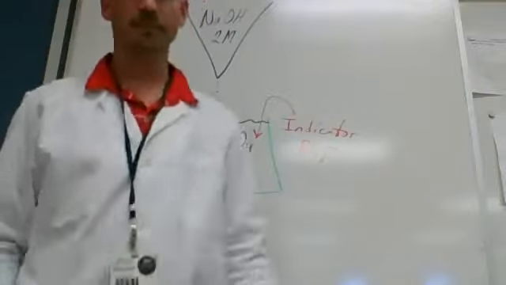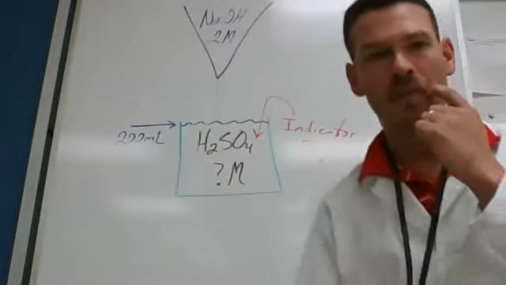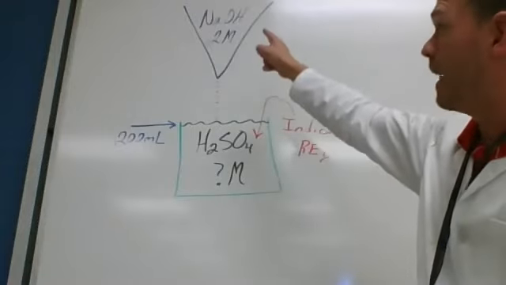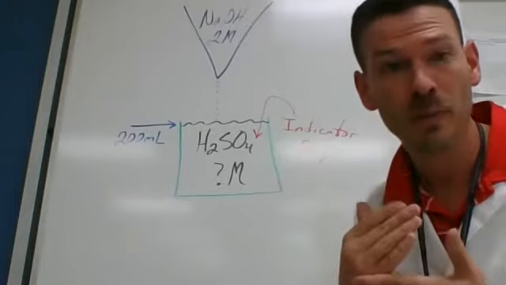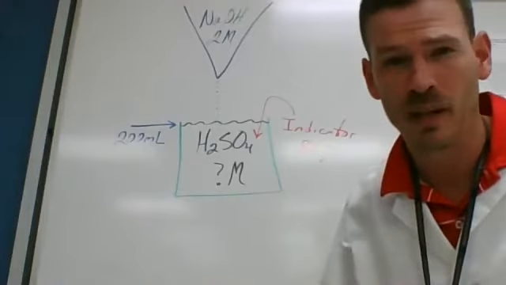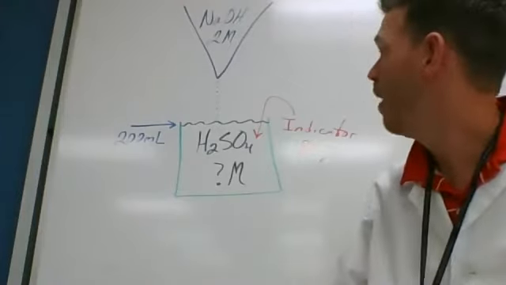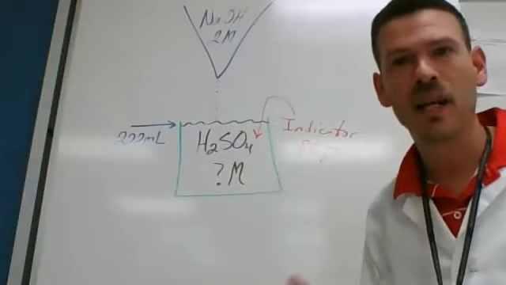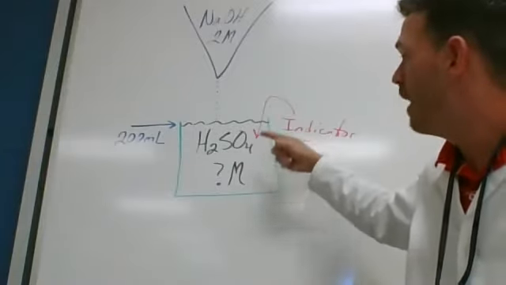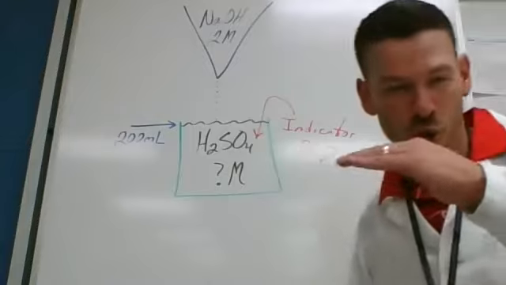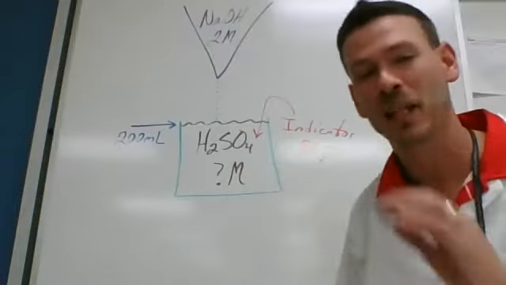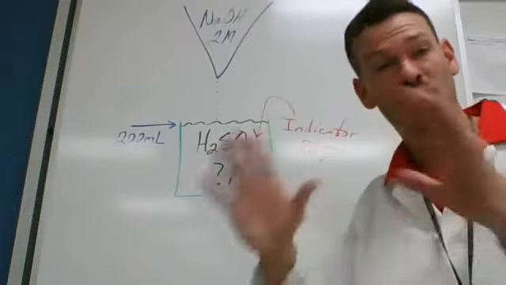As I did that, the color would slowly start to change, because it turns out that base in that same indicator is blue, and neutral, which would be neither, is green. And this is universal indicator. I just named a random indicator. So as this was added to this acid, I could watch the color very closely. As it stayed red, it would mean it's still acidic. And what I would be waiting for is it to turn neutral, that green color. But if I go one drop too far, it would then turn blue because it would be more basic. But the moment it turned green, I would stop.